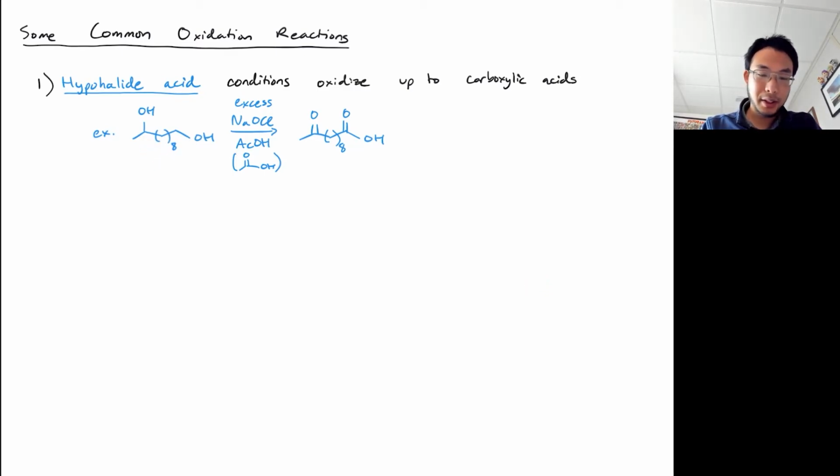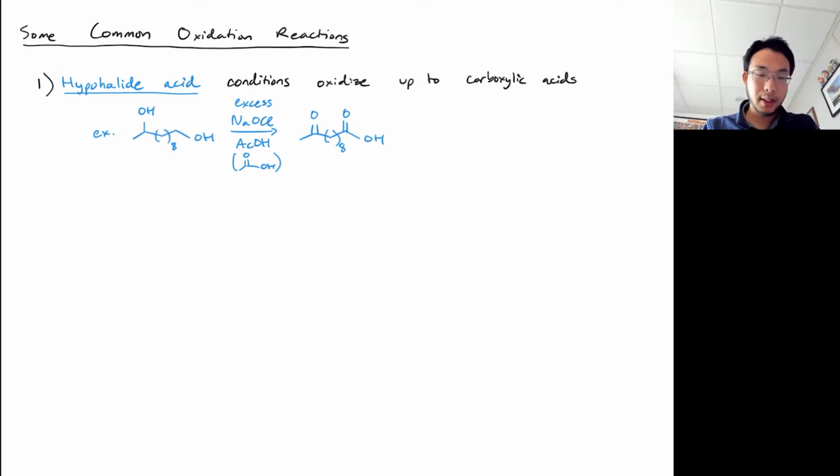The reaction conditions look like this. We use excess of NaOCl. This is actually just regular bleach, so if you're ever bleaching anything, this is what you're using. And we run the reaction in some acid, in this case acetic acid, often abbreviated AcOH, and that's the structure right there in case you're interested.